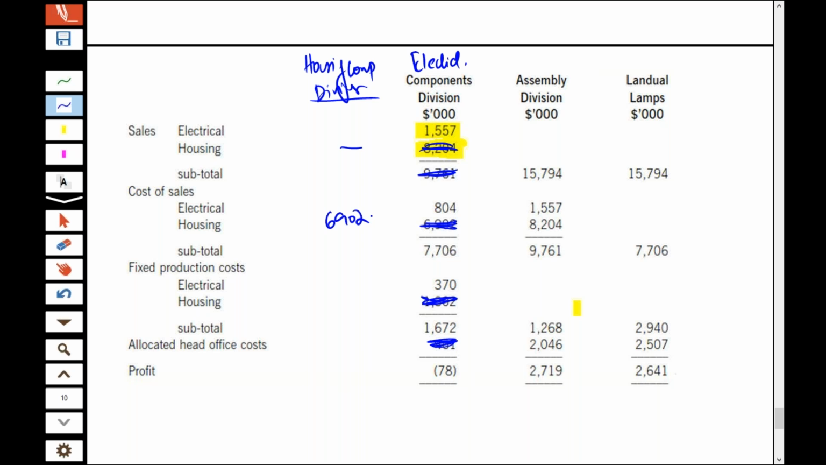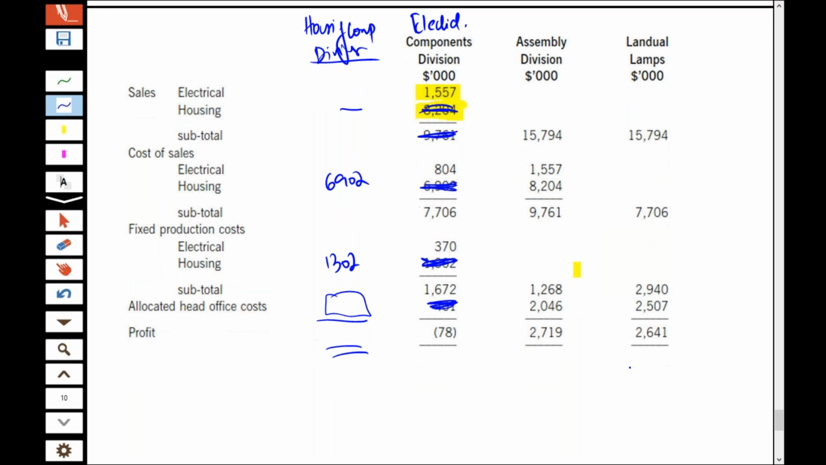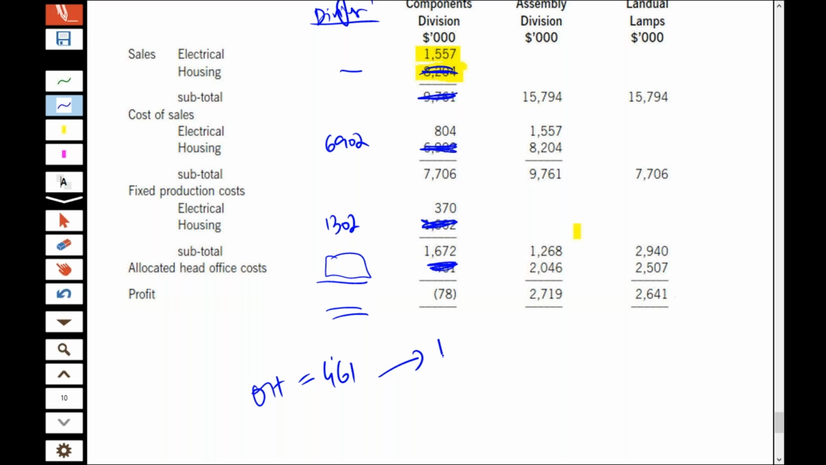So the cost of sales is going to be 6902. The fixed production cost remains 1302. The allocated head office costs are what we just need to establish. So the head office cost overheads that were supposed to be allocated were what? 461. Of this 461, housing component and the electrical component.